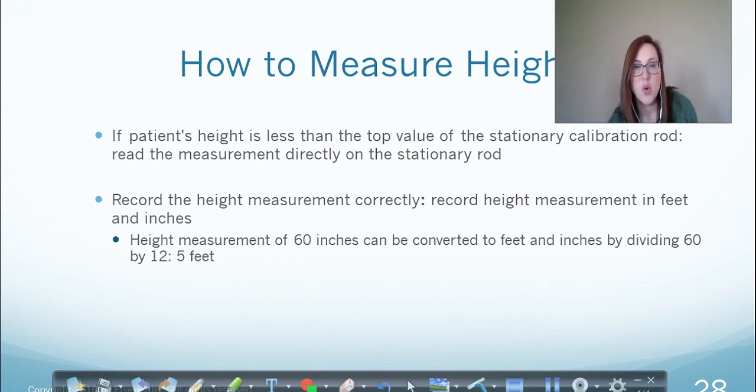Again, if you are recording the height measurement, you want to make sure you're recording it correctly. You might need to record it in feet and inches, or just in inches, but if you're calculating a measurement of 60 inches, you would want to convert that. You can divide 60 by 12, and then you get 5 feet.